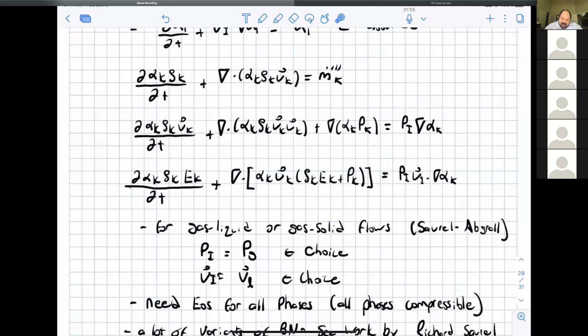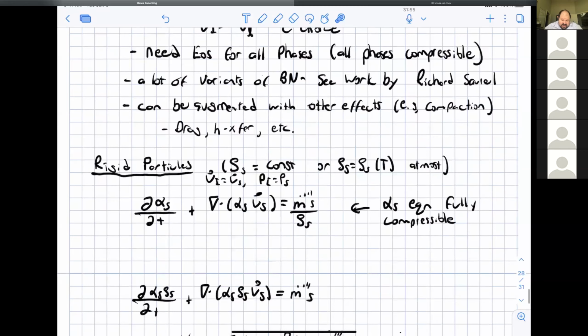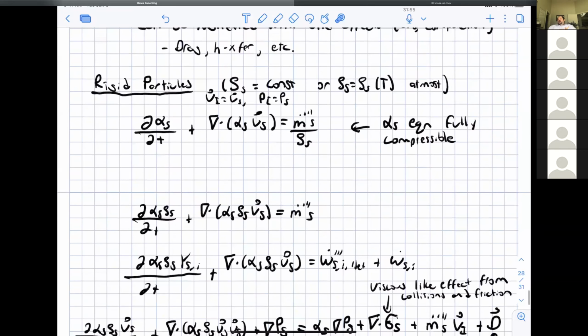But anyway, now I'm going to move on to the next class of flows, and these are the ones that my group uses quite a bit. And here, our compatibility condition is derived assuming rigid particles. And so basically, what this means is that your equation of state is that the material density of the particles is constant.